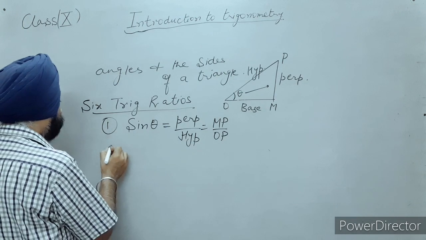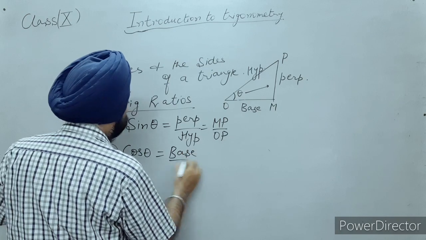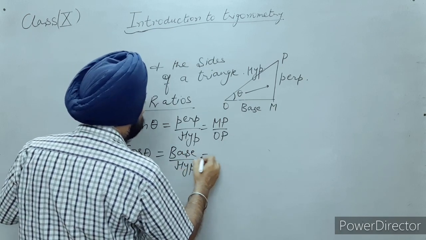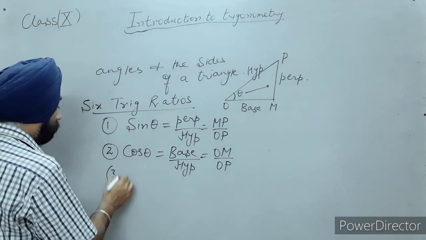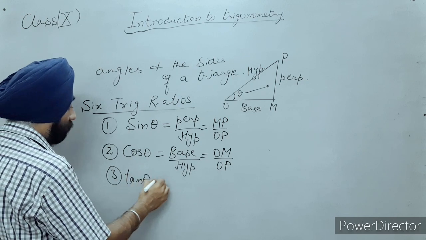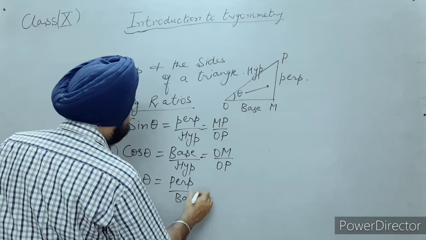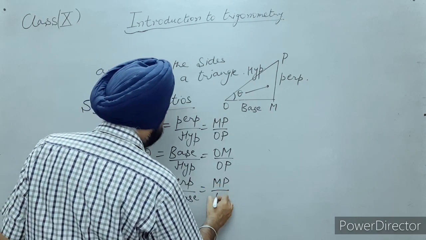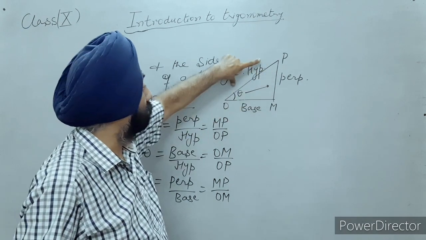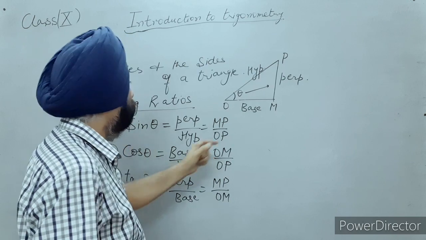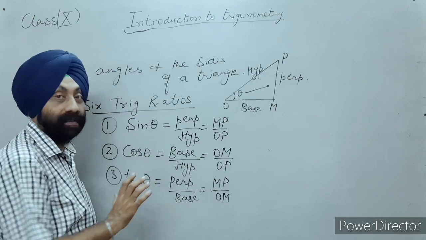Now second one is cos theta. Cos theta is the base upon the hypotenuse. That is, base is OM, hypotenuse is OP. Third one is tan theta. Tan theta is perpendicular upon base. Perpendicular is MP upon base is OM. First is sin theta, perpendicular upon hypotenuse. Cos theta is base upon hypotenuse and tan theta is perpendicular upon base.